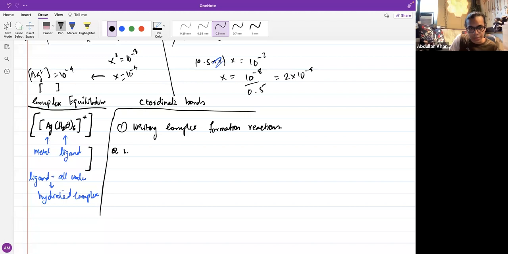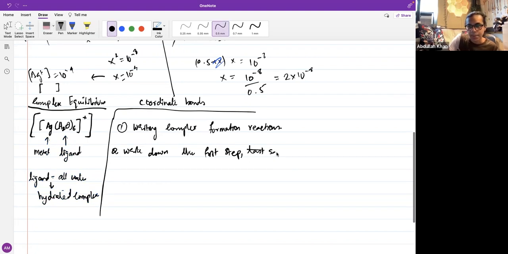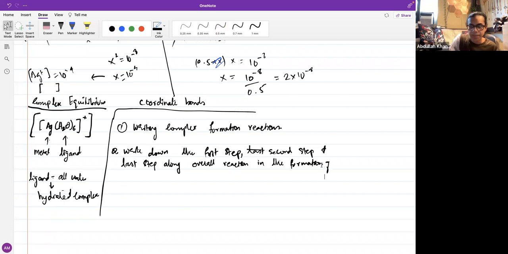So suppose a question says, write down the first step, second step, and last step, along with the overall reaction in the formation of Fe(CN)6 4-.